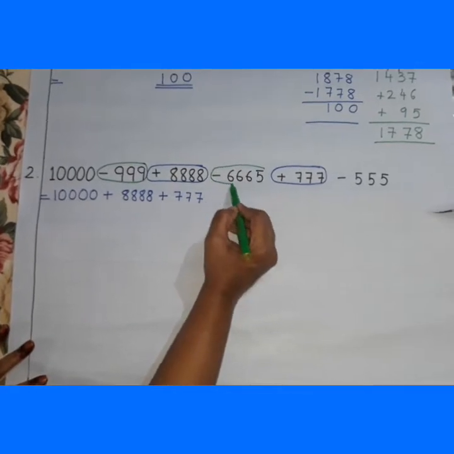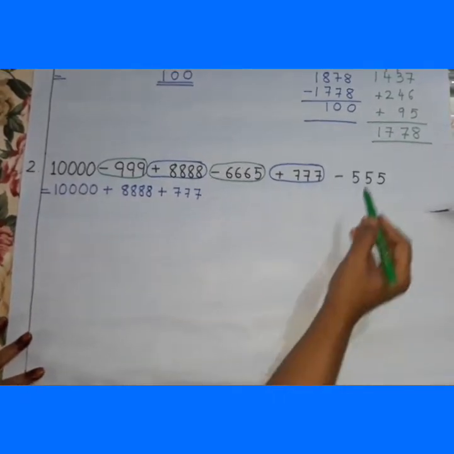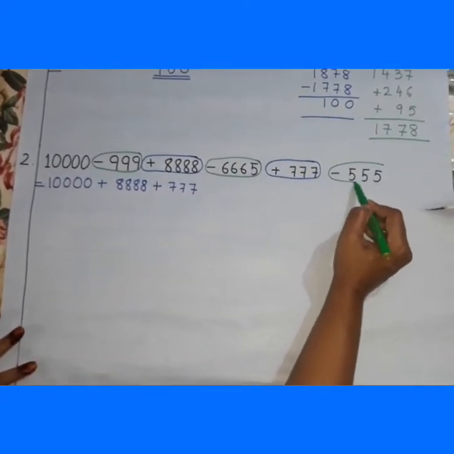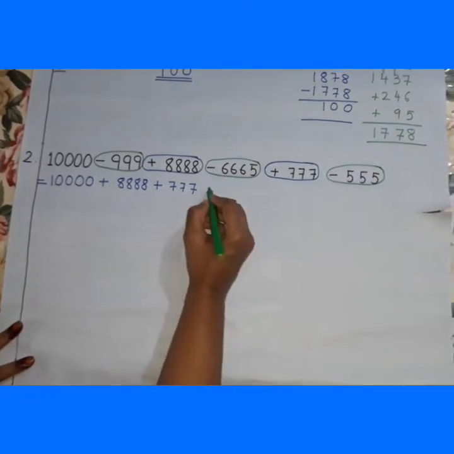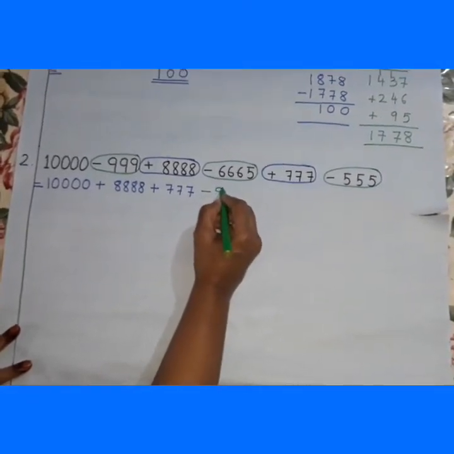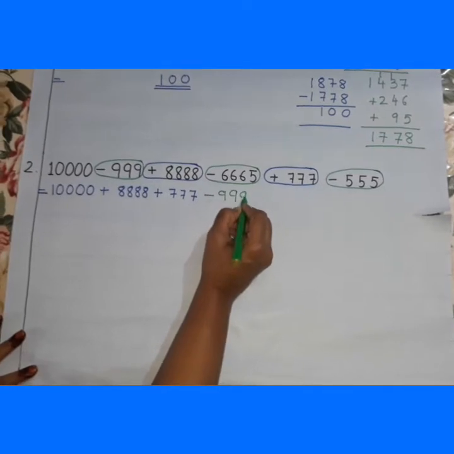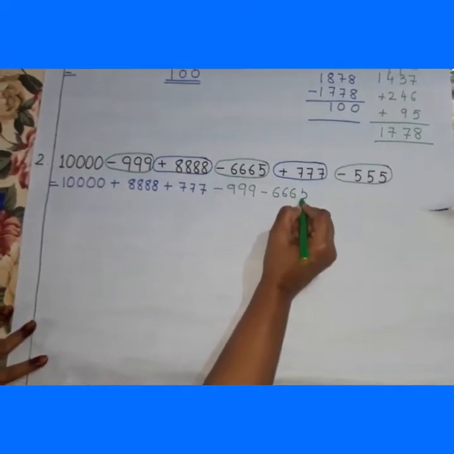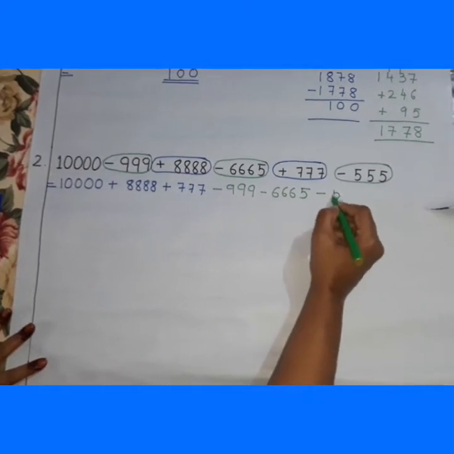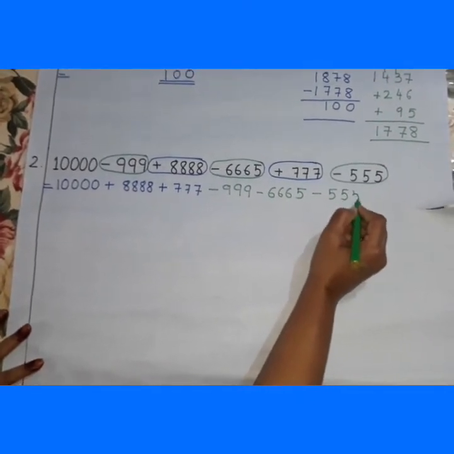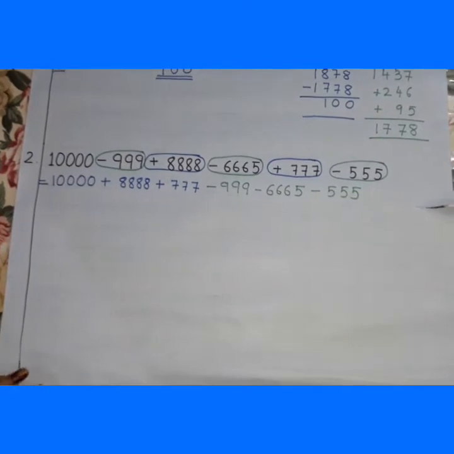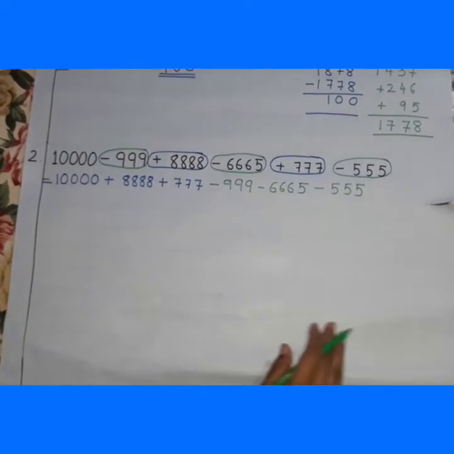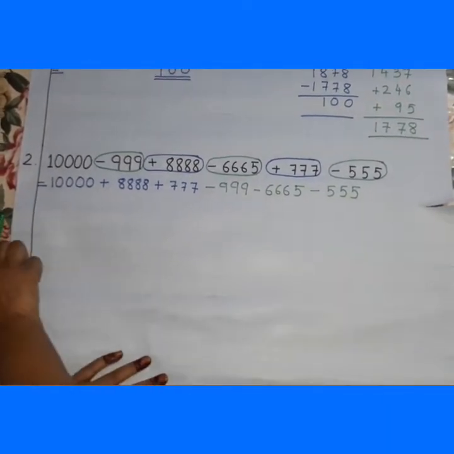Now, circle the numbers with minus sign. Minus 6665 minus 555. We'll write all these numbers together. Minus 6665 and minus 555. Alright, I hope you are not getting confused. Alright, now what is the next step?